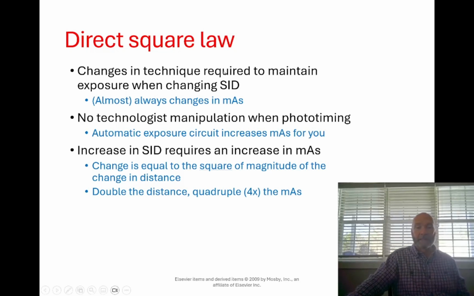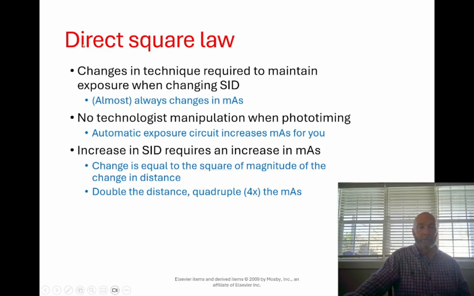So changes in technique required to maintain exposure when changing SID. It's almost always going to be a change in mass. There could be a time where you would want to make a change to kVp, but I've not seen yet in the registry review books any kind of consistent change in kVp to compensate for the increase in distance. So this is a direct square law.